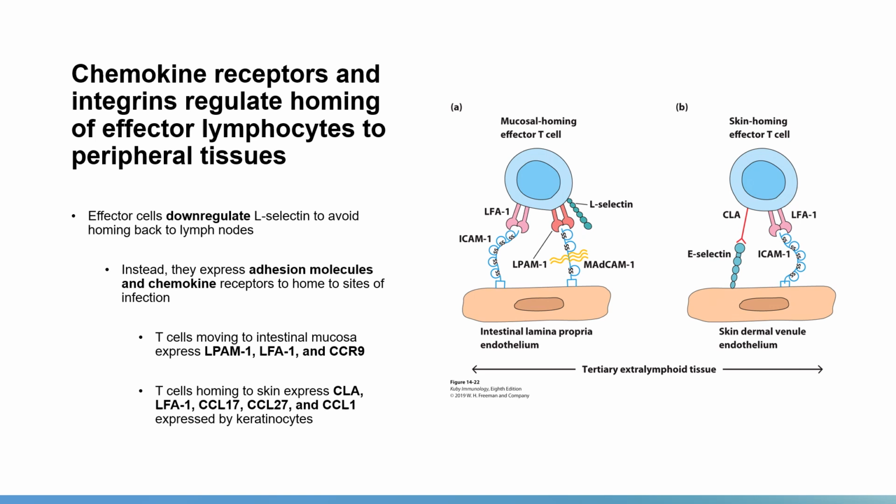But these effector cells actually downregulate L-selectin, and one of the things that does is it prevents them from re-entering the lymph nodes through the high endothelial venules. That keeps them from recirculating and homing back to the lymph nodes. So instead, they express adhesion molecules and chemokine receptors to home to these different sites of infection, and that's part of what's being depicted in these two panels of this figure.